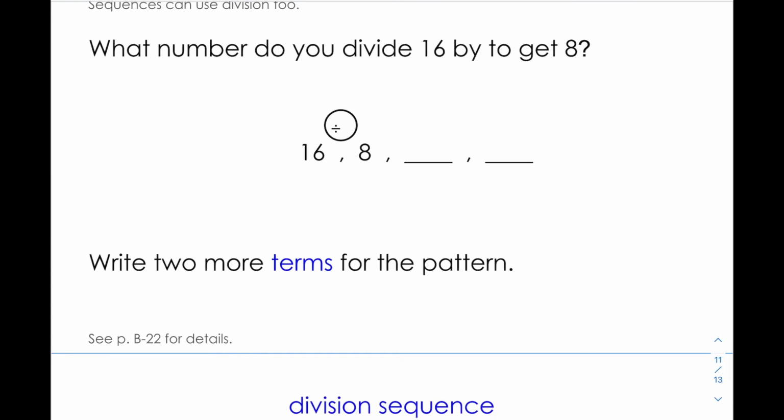What number do you divide 16 by to get 8? Well, 8 is half of 16, so we divide by 2. So if we continue the pattern, the next two terms would be 8 divided by 2 is 4, and 4 divided by 2 is 2.